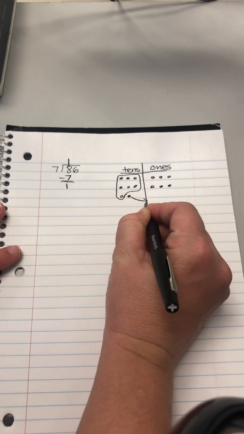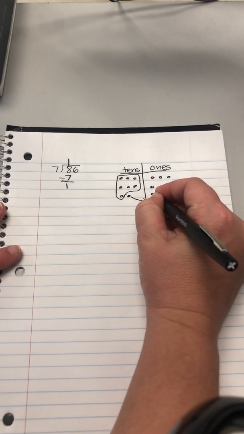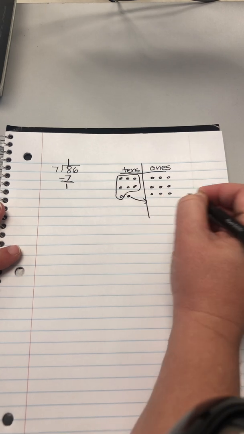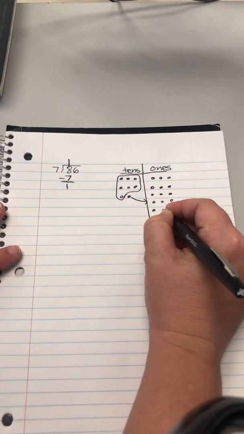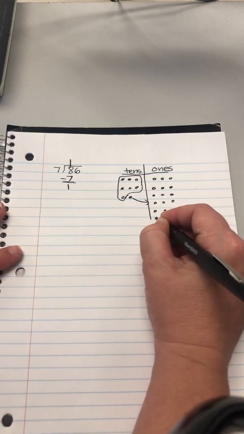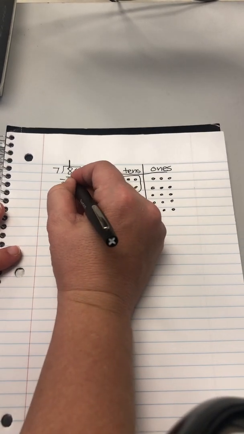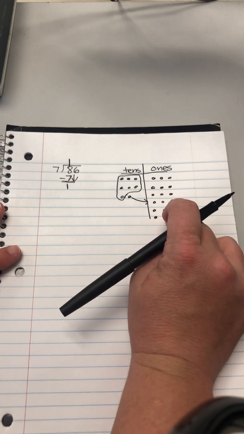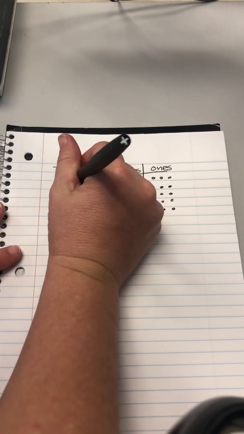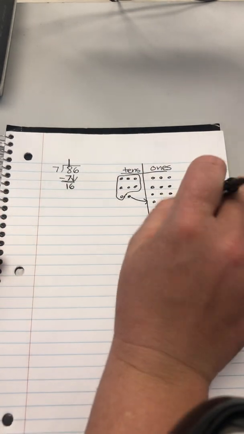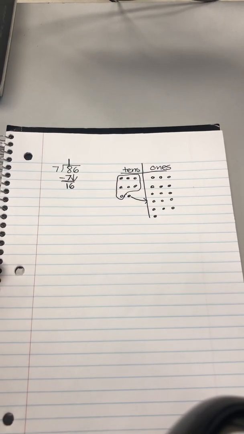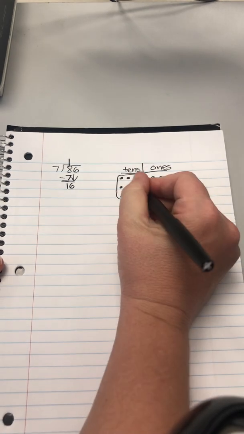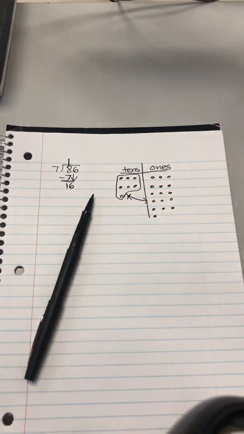Now what do I do with that 1? I put 10 over in my ones place. So I'm going to go 1, 2, 3, 4, 5, 6, 7, 8, 9, 10. So how many is really over here now? 16, because that's how many. So I've already used this, so I can cross it out.